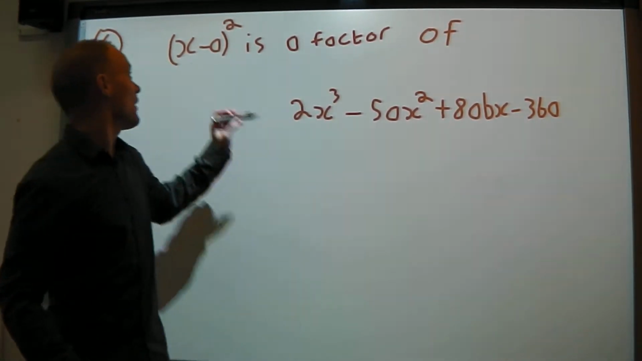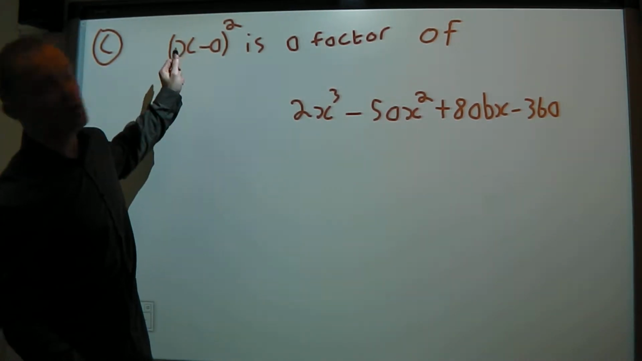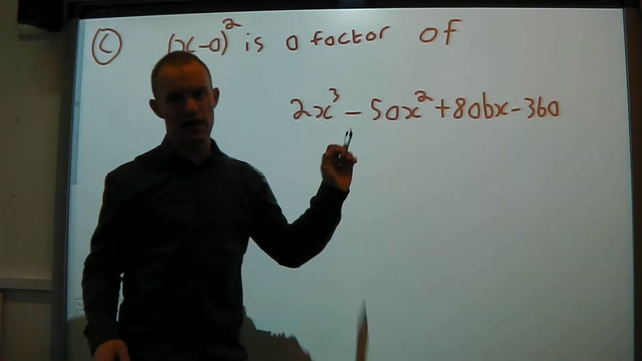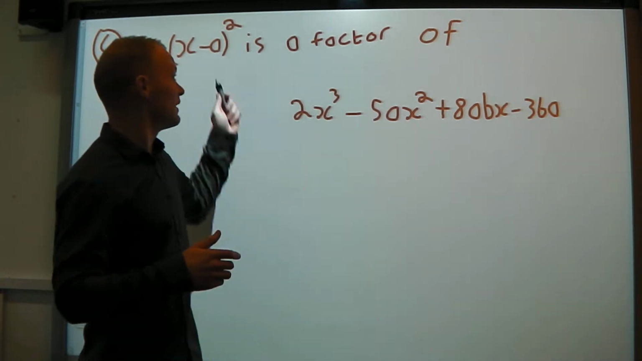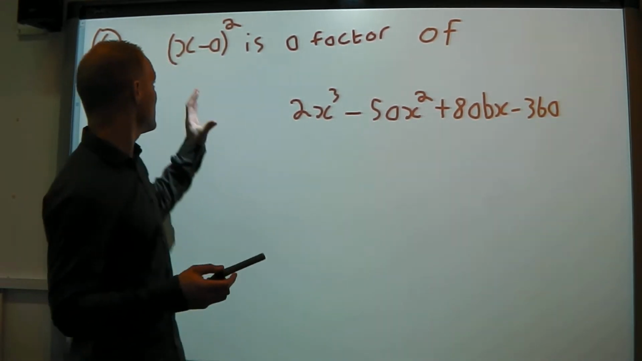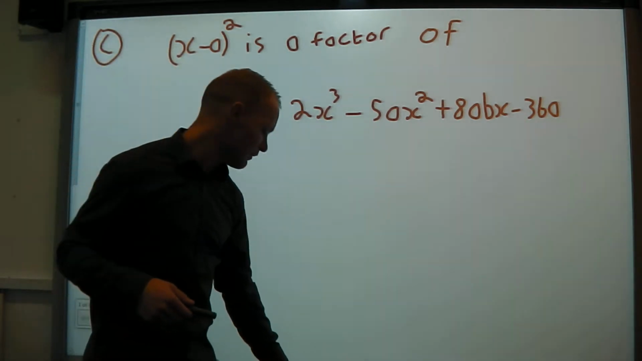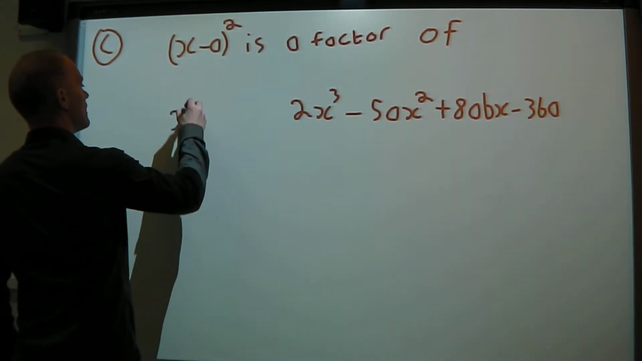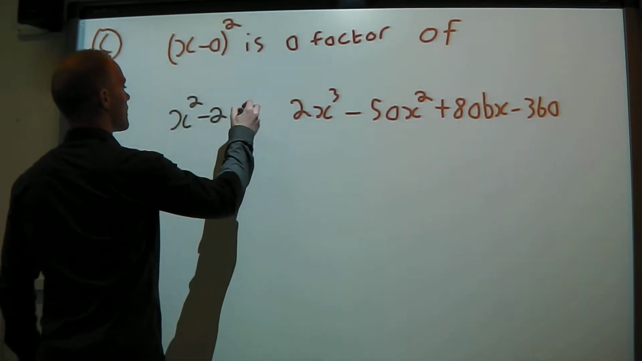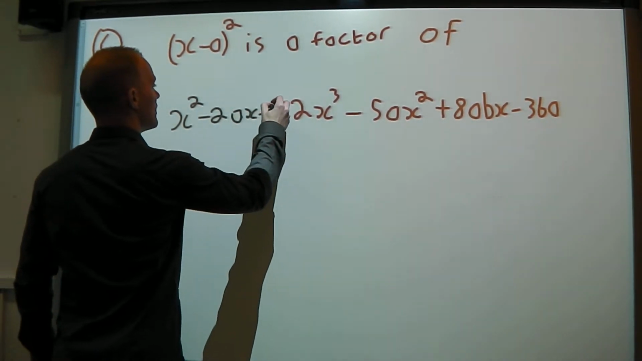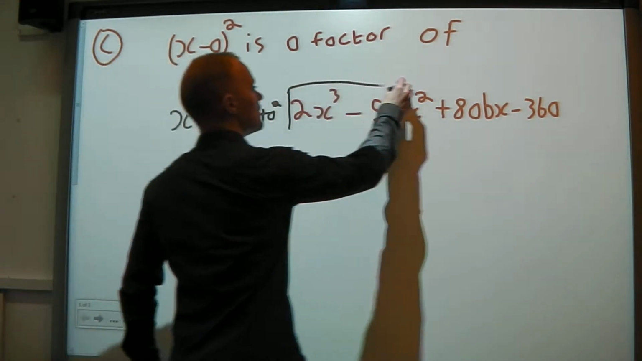Now for this question here, we're told that (x minus a) all squared is a factor of this term here. So we know if we divide it in, we'll have no remainder. So what we want to do first of all is rewrite (x minus a) all squared in a more favourable form. So that is x squared minus 2ax plus a squared. We're going to divide it into this term here on the right hand side.